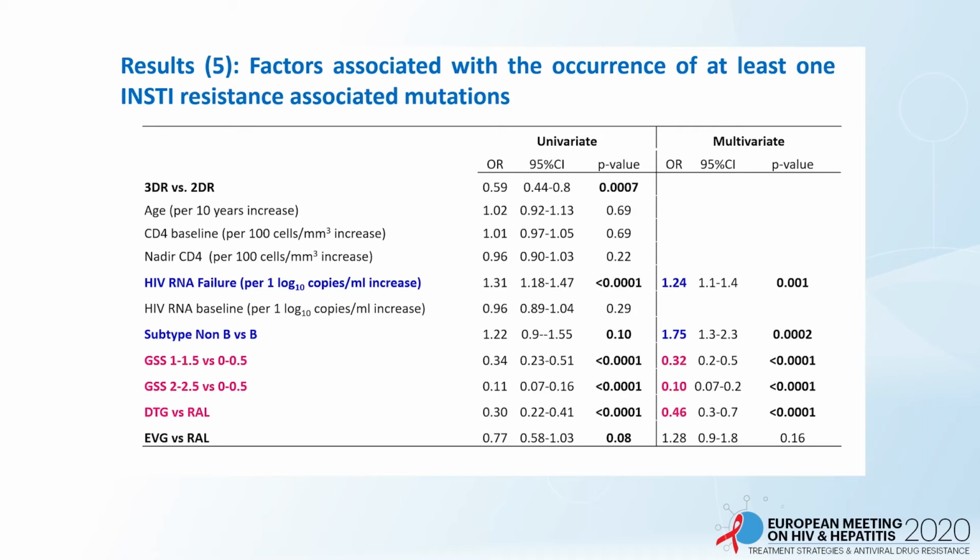Here are the results of the statistical analysis showing the factors associated with the occurrence of at least one integrase resistance associated mutation. Although a 2-drug regimen was associated with a higher risk of emergence of integrase resistance associated mutations in univariate analysis, the factors that remained associated in the multivariate analysis were a higher level of viral load at failure and non-B subtypes, with a higher risk of occurrence of at least one integrase mutation, and a higher level of GSS and receiving a dolutegravir-containing regimen, with a lower risk of occurrence of at least one integrase resistance mutation.